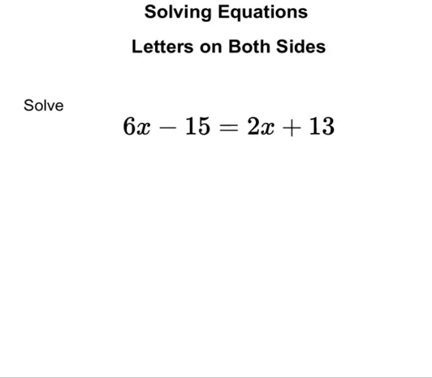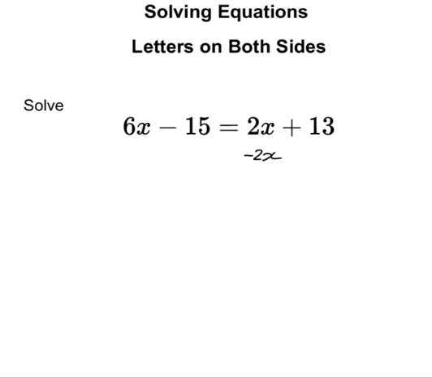So this video deals with solving equations with letters on both sides. To solve this equation here, 6x take away 15 equals 2x plus 13, what we want to do is to get rid of the 2x from the right hand side. Now to do this, we take away 2x.